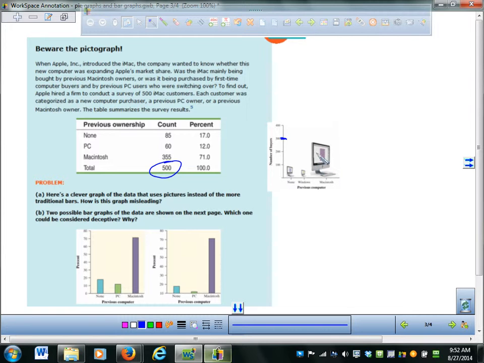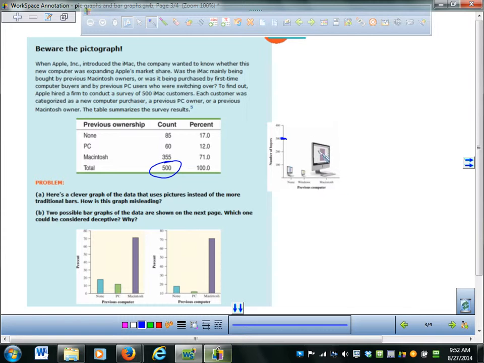Because it looks like a lot of people prefer the Macintosh. Very good, but in reality, when they do picture graphs, a lot of times they try to misrepresent things. So this Macintosh computer looks bigger because it's an area. How does area go up? It goes up not exponentially, but quadratic, or squared, right?